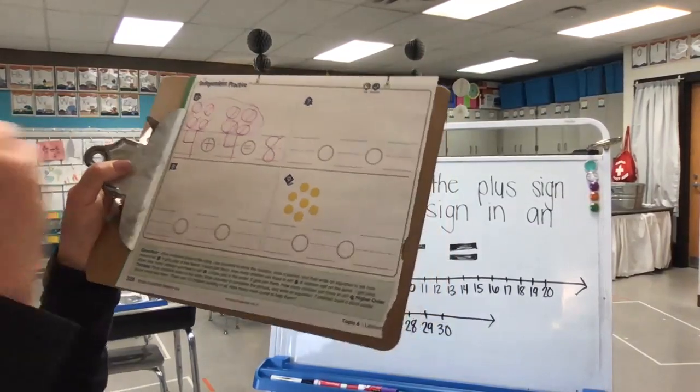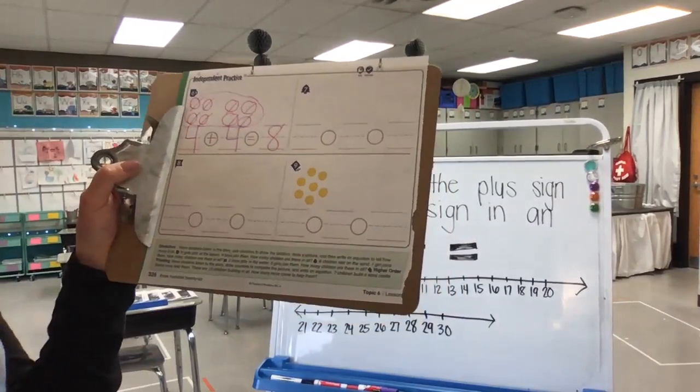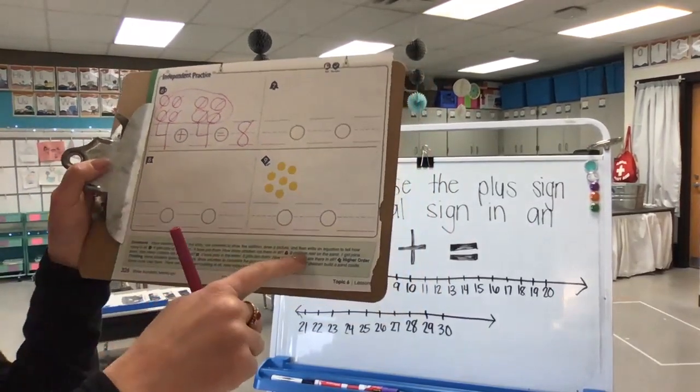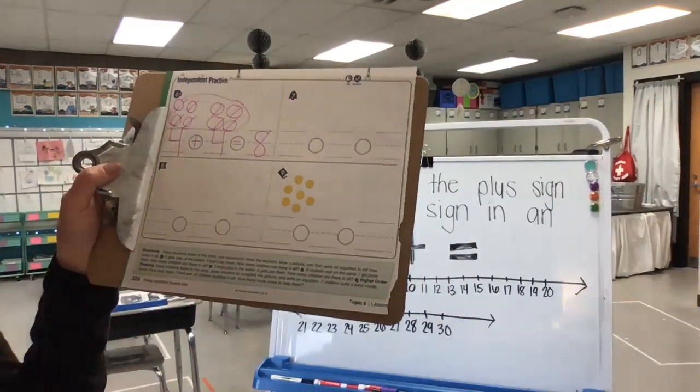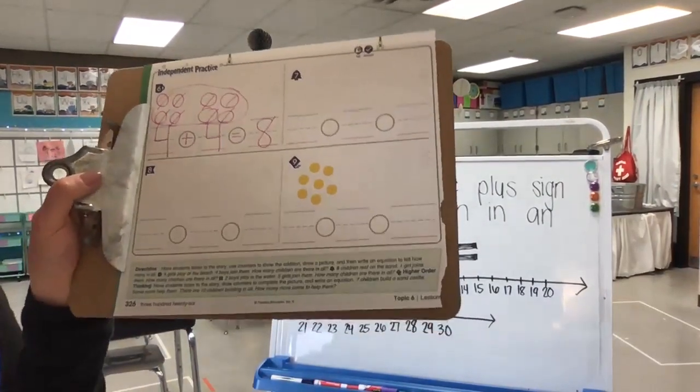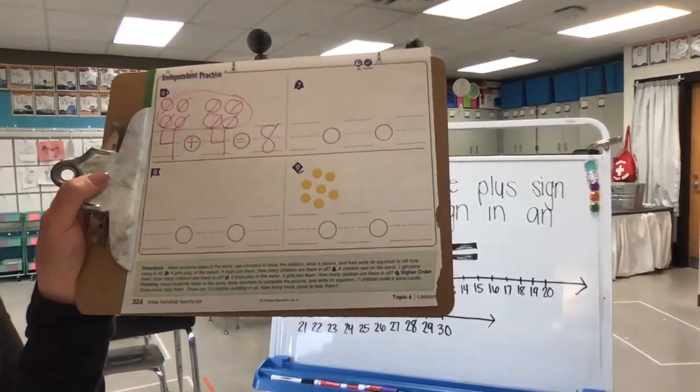Okay, now let's go over to the next one. We're going to listen to the next story. It says, 8 children rest on the sand. 1 girl joins them. How many children are there in all? So there's that word joins again. That means we're putting together.